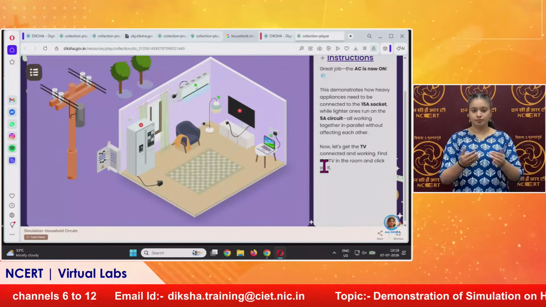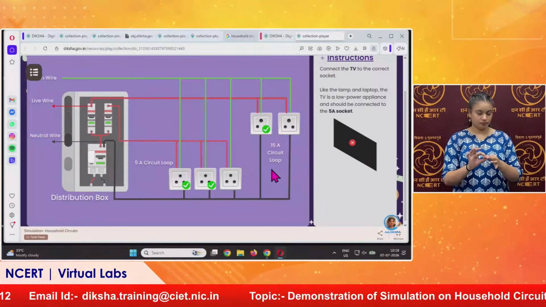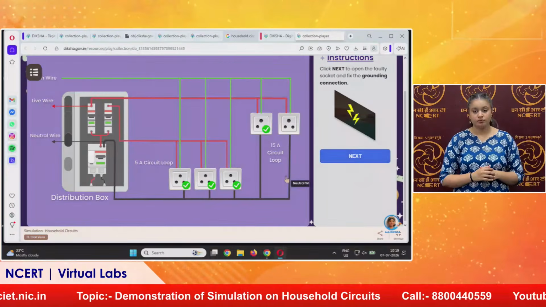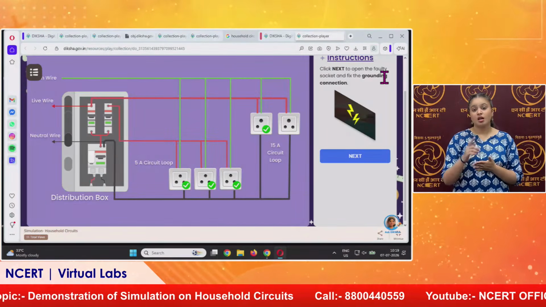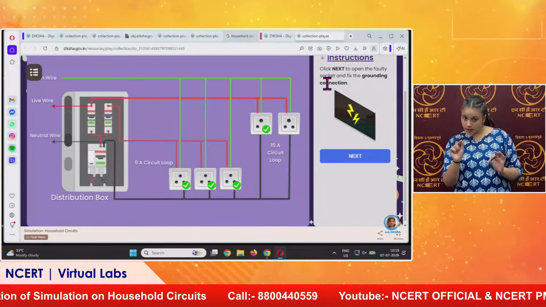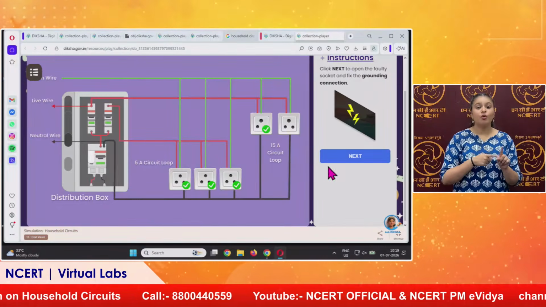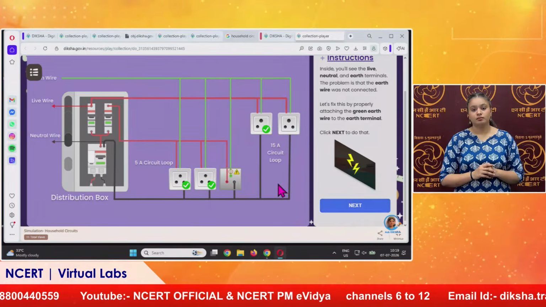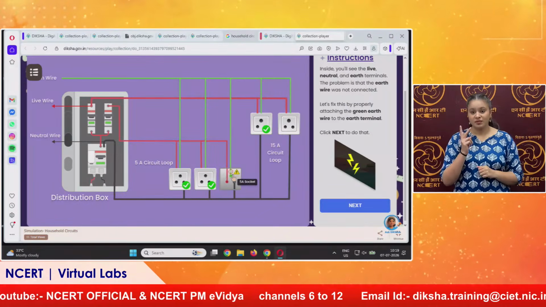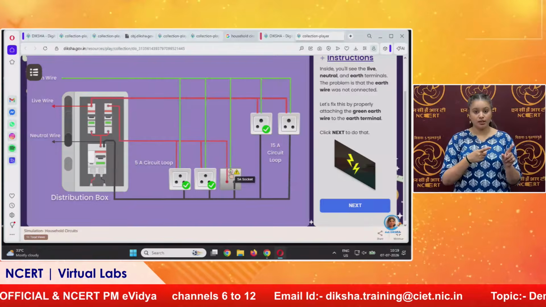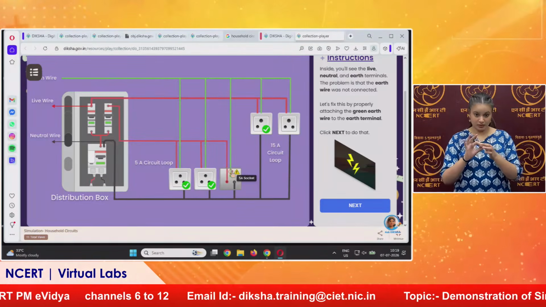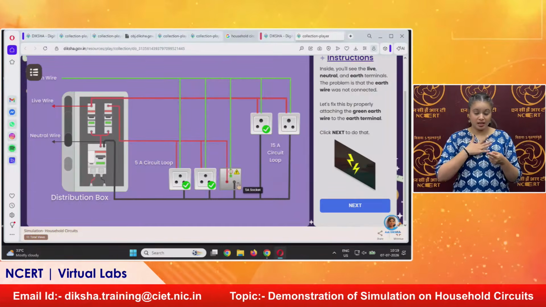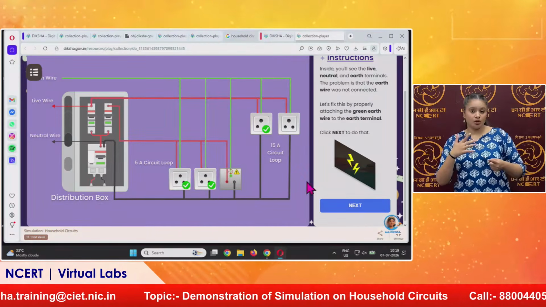Now, let us get a TV connected. Again, the TV we will connect to the 5 ampere. Next, the fridge. Earthing is not there. Next, click to open the faulty socket and fix the grounding. Here we can see in this case the live wire is inside. This is a faulty circuit, because here the earthing is discontinued, it is broken. So, we have to fix this, otherwise there could be a shock on the surface, the metallic body of the TV.